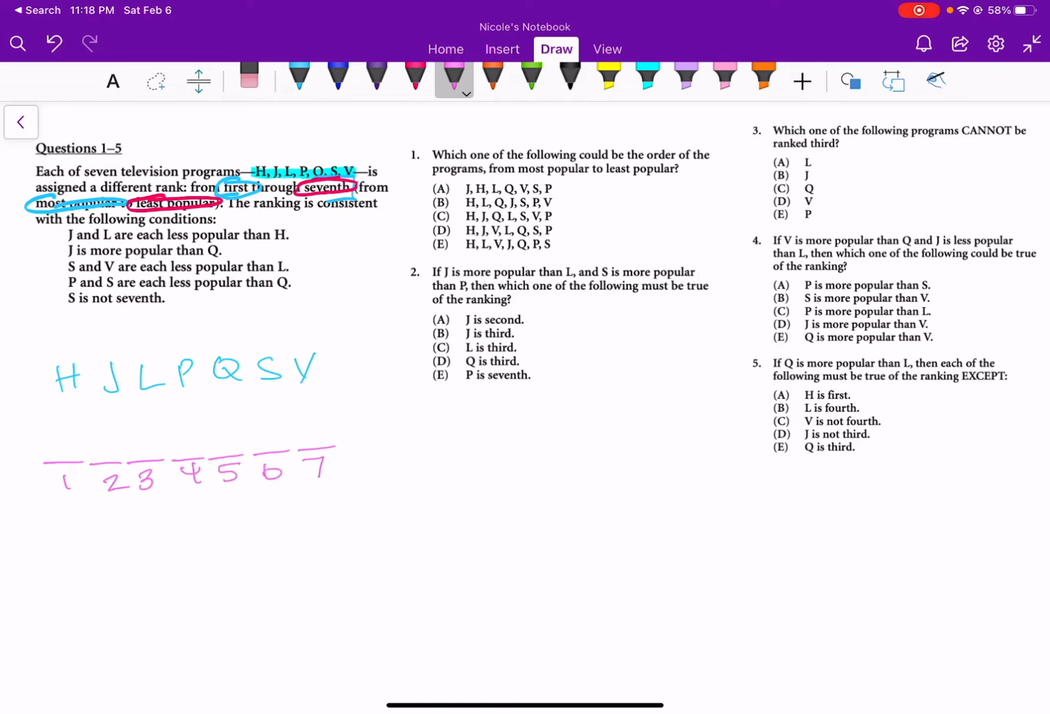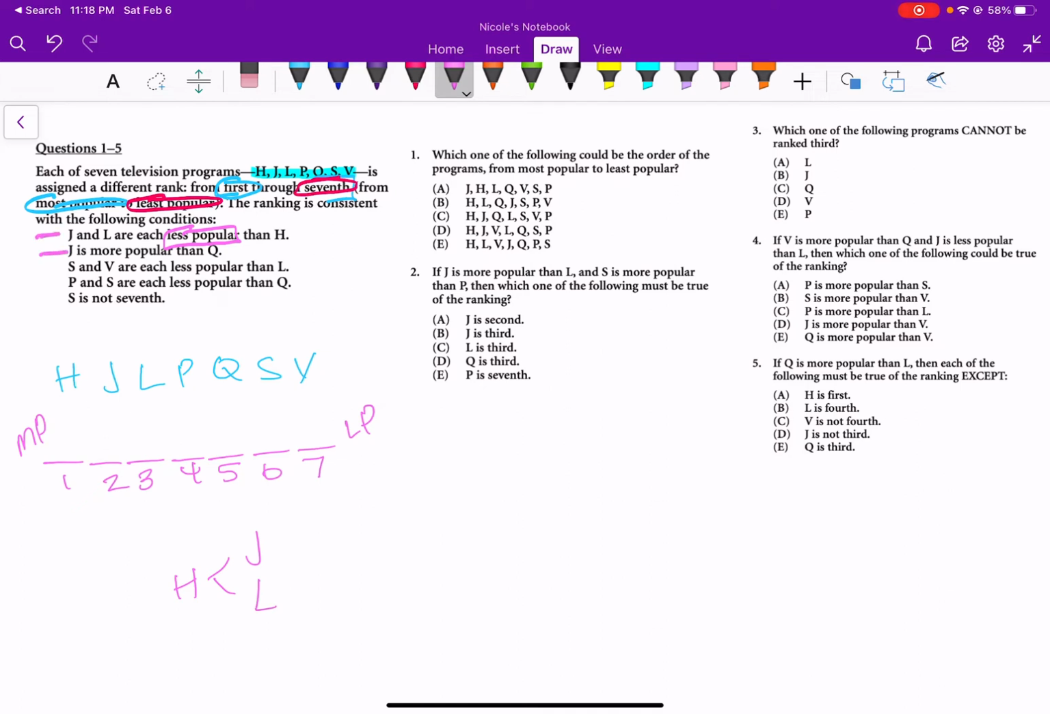J and L are each less popular than H. We've got to really pay attention to this when it says less popular than H. You need to remember, this is most popular and this is least popular. So in my diagram, when I say that J and L are less popular, that means that H is going to be over here, and J and L are both less popular.